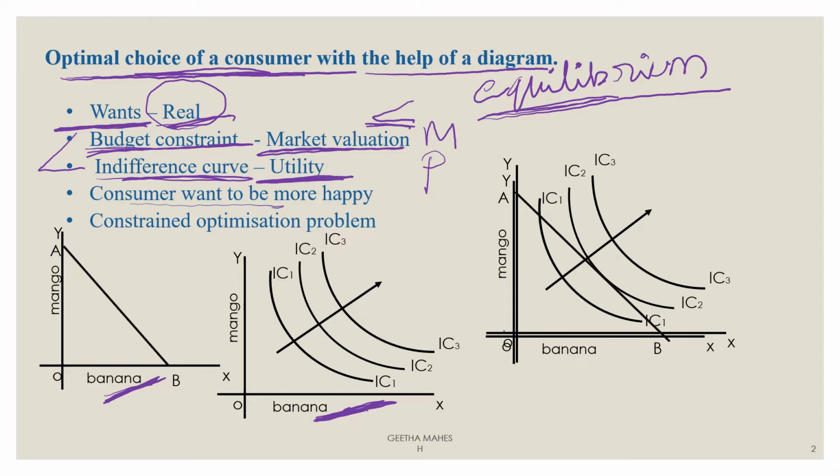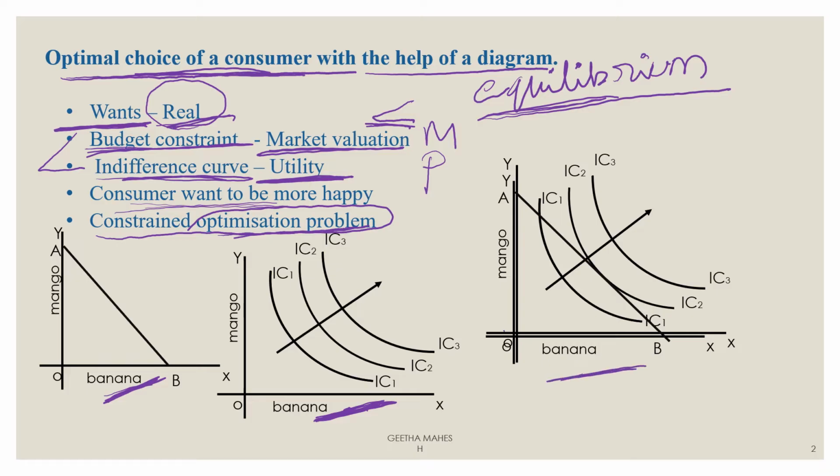Consumer will be more happy when he is able to get maximum satisfaction. With a given level of income and given prices, he has to choose that combination which gives him a maximum level of satisfaction. Each and every consumer, without knowledge, is constrained by an optimization problem. They keep solving this constrained optimization problem.